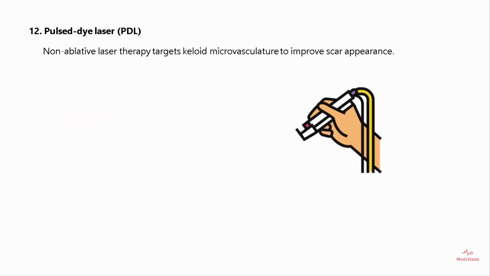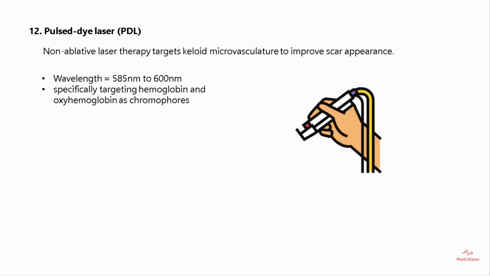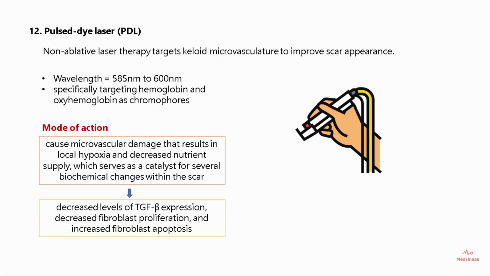Pulse dye laser. It's a non-ablative therapy that targets keloid microvasculature to improve scar appearance. Wavelength ranges from 585 nanometers to 600 nanometers. It specifically targets hemoglobin and oxyhemoglobin as they are chromophores. It causes microvascular damage that results in local hypoxia and decreased nutrient supply. This serves as a catalyst for several biochemical changes within the scar, ultimately leading to decreased levels of transforming growth factor beta expression, decreased fibroblast proliferation, and increased fibroblast apoptosis.